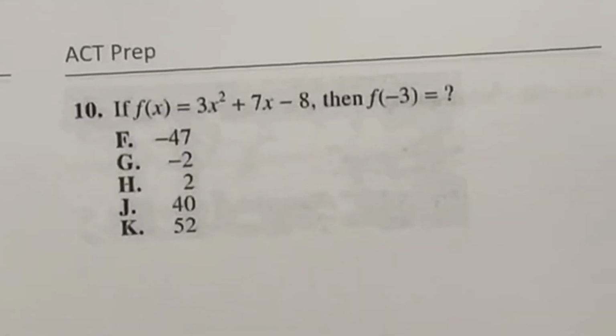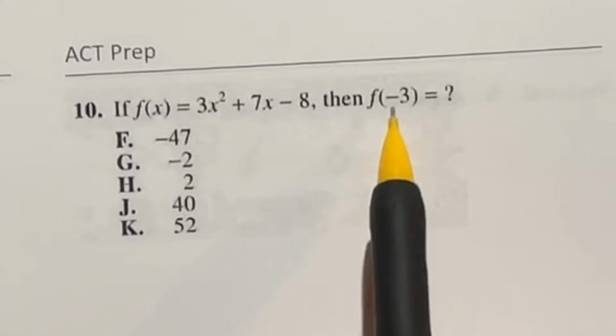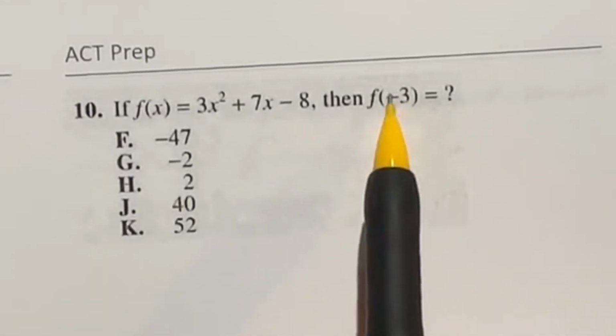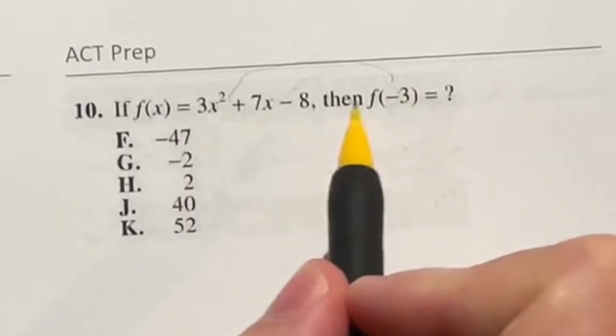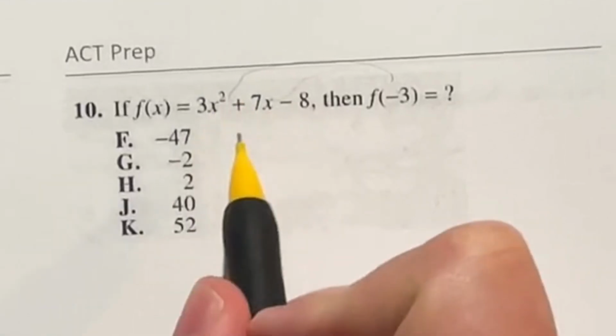Function notation, let's plug it in. So we got a -3 on the inside of this function f, so we just got to plug that in for everywhere we see an x. So first off, let's start with this squared. -3 squared is going to give me a +9.